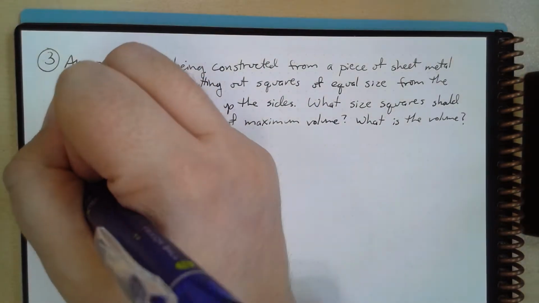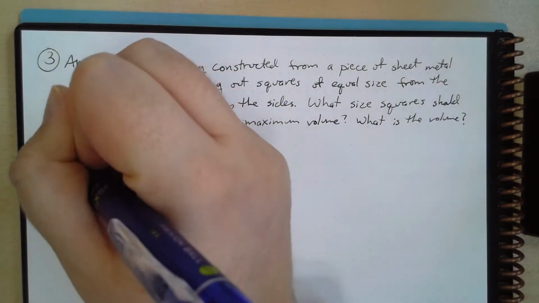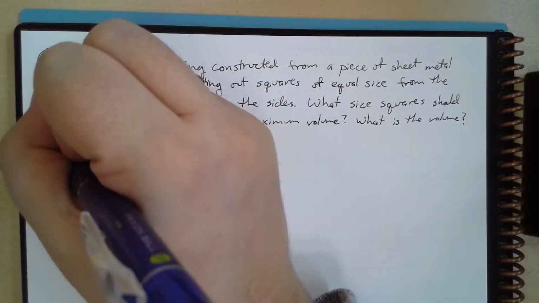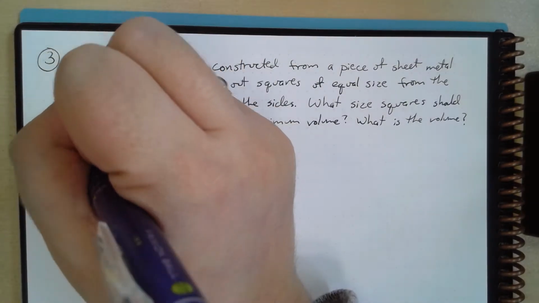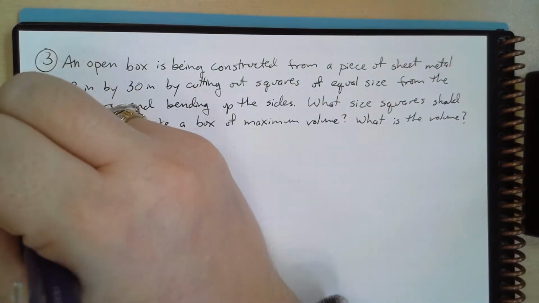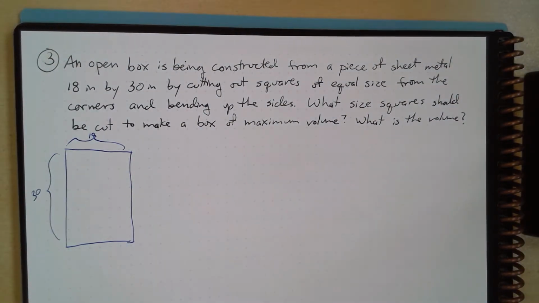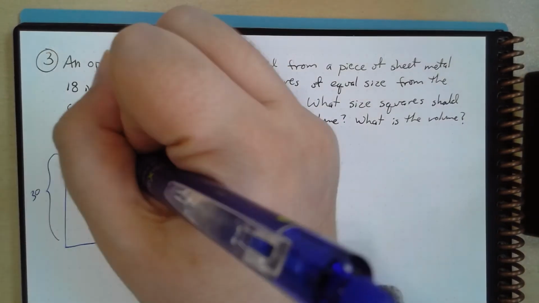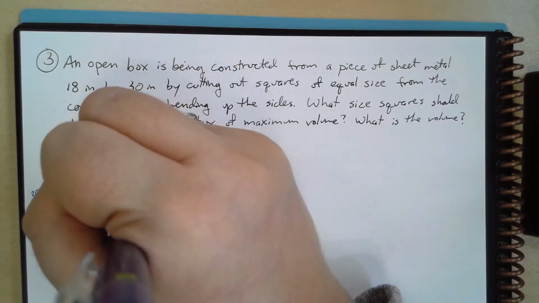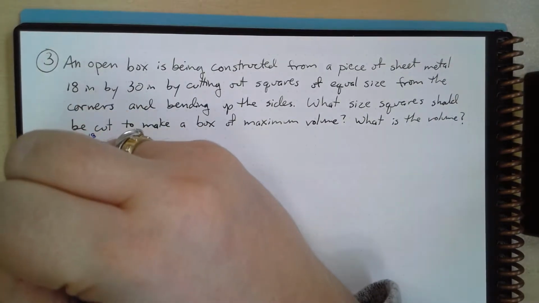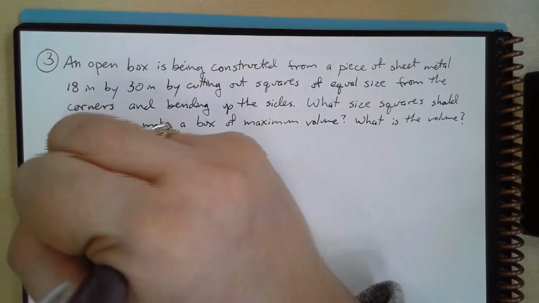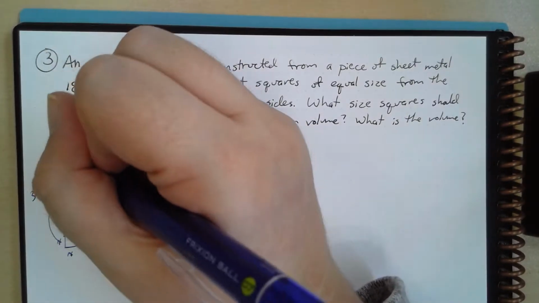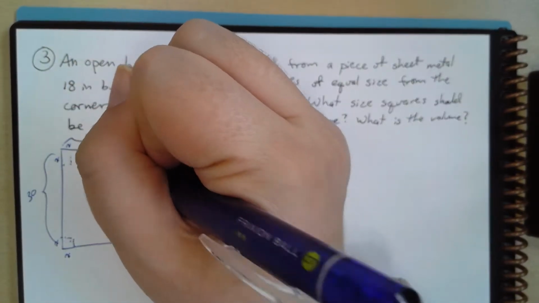Okay, so first I'm going to draw the box. All right, so we've got a box here. The box is 18 inches, so this is 18 by 30. This is 30. Okay, and we're going to cut out equal size squares in the corners, right? And these squares are going to be sides of x. Okay, so x, x, x, x.